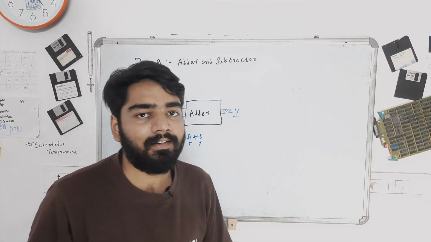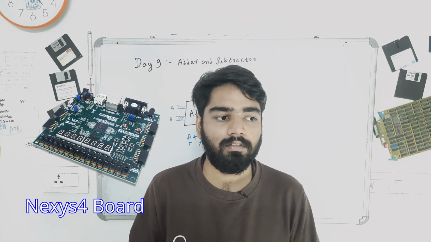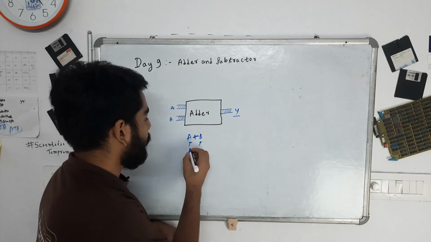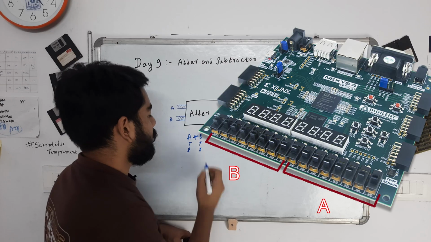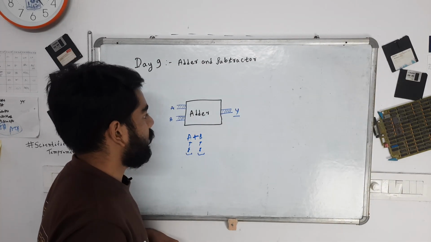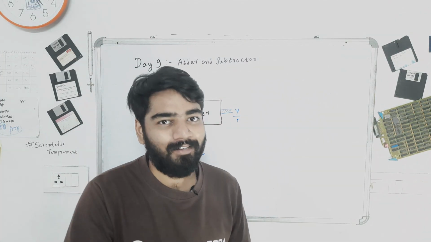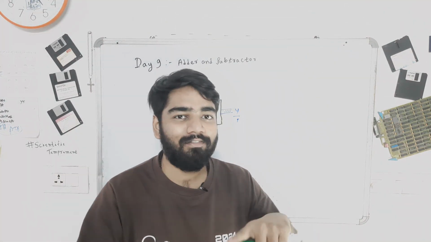On our Xilinx FPGA we have a total of 16 switches. So what I will do is assign 8 switches for A and 8 switches for B. So we will create an 8-bit adder for A and B, and when you are adding two 8-bit numbers, the output will be 9 bits, right? We will have to save one extra bit for the carry.